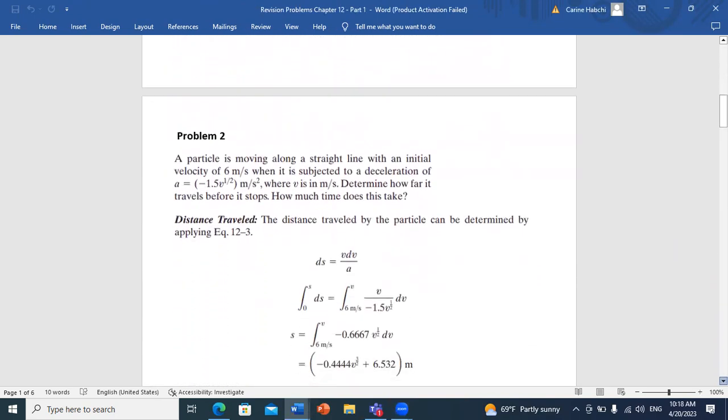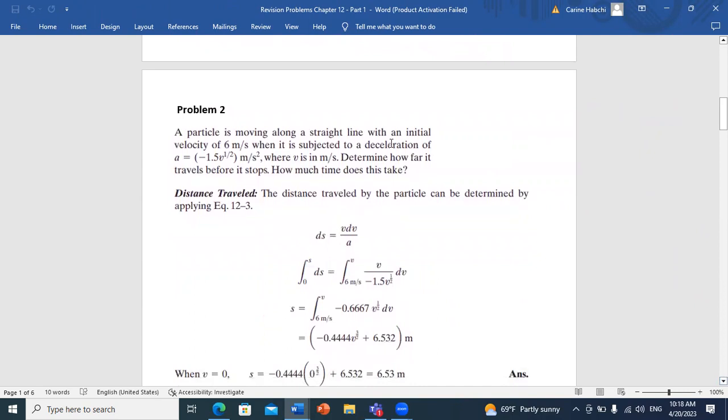Another problem. A particle is moving along a straight line with an initial velocity of 6 meters per second when it is subjected to a deceleration of a equals -1.5 v to the power 0.5, where v is in meters per second. Determine how far it travels before it stops and how much time it takes.